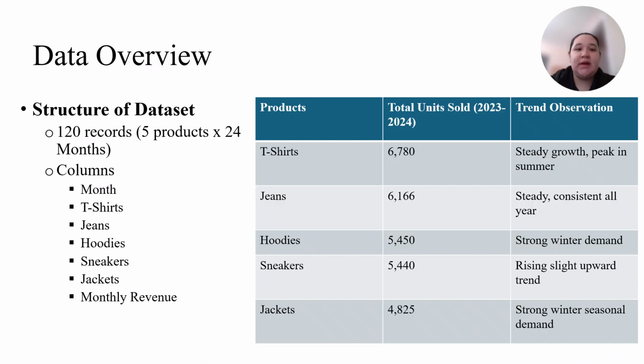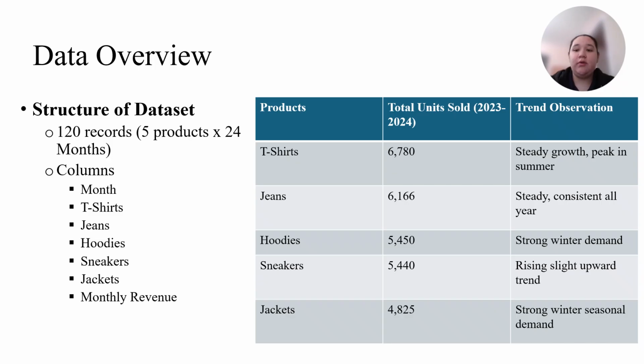Our dataset contains 120 records. This comes from 5 products tracked over 24 months. Here we have included a brief summary table of what our dataset equates to. So we have our 5 products, the total units sold throughout the 2 years, and some trend observation.